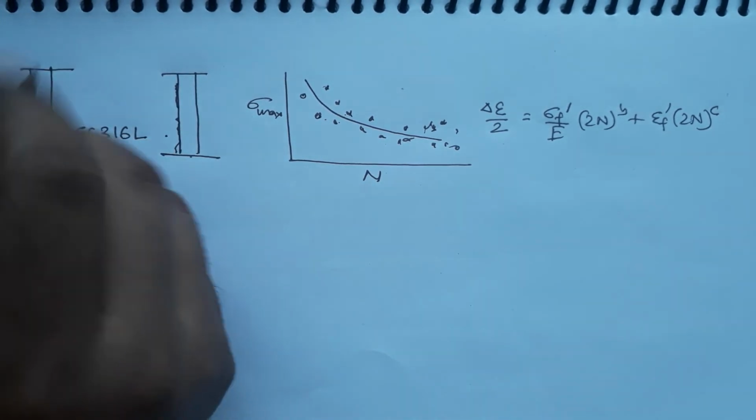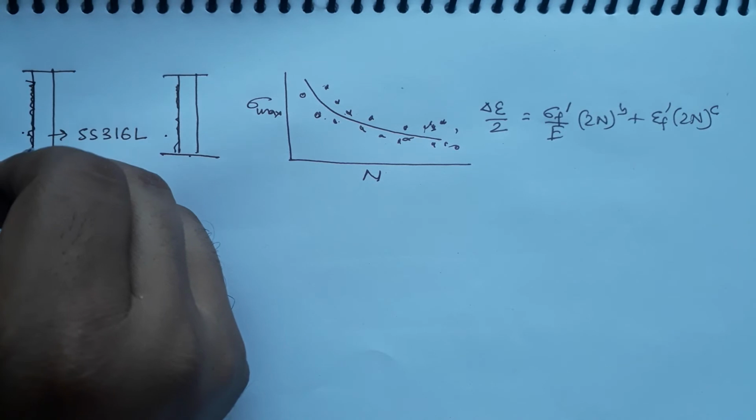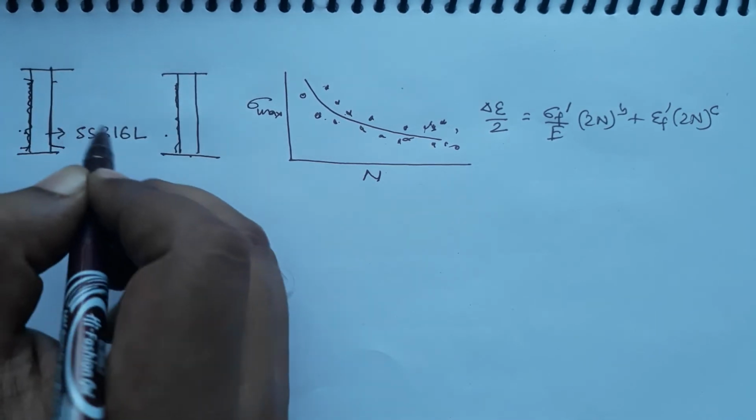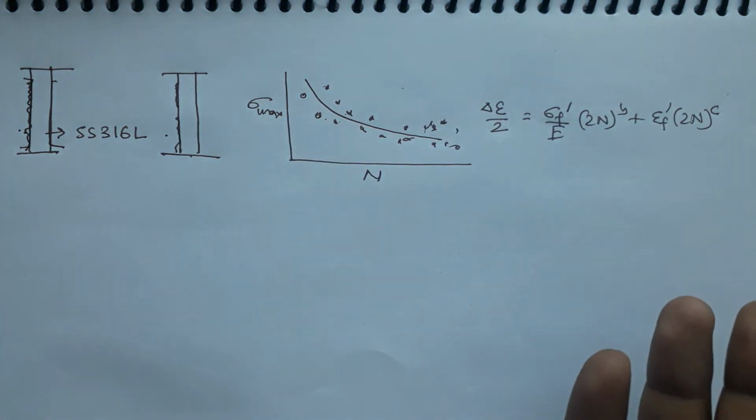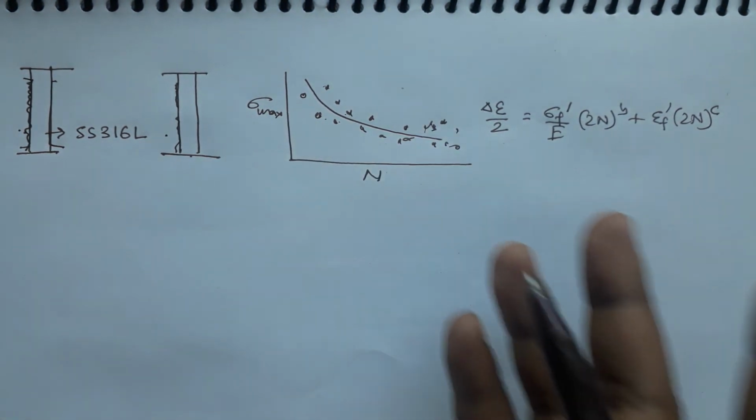So, what we do is we make the specimen mirror polished, and then we do the testing so that everyone gets the same behavior for the same material tested.